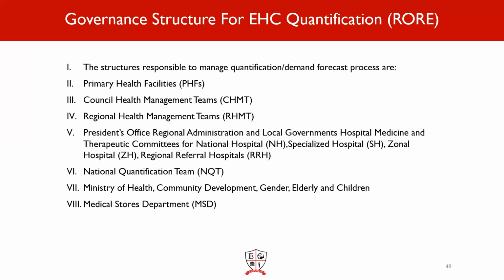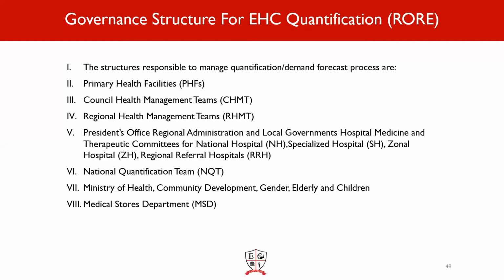As I've said, the process of quantification is governed through several levels. And in our approach, we have set up the structures that govern each step from the various levels. And we have categorized the levels from primary health facilities up to the national level. As you can see in the slides, the levels are shown there, starting from the primary health facilities, in which we have the dispensaries, health centers, as well as the district hospital.